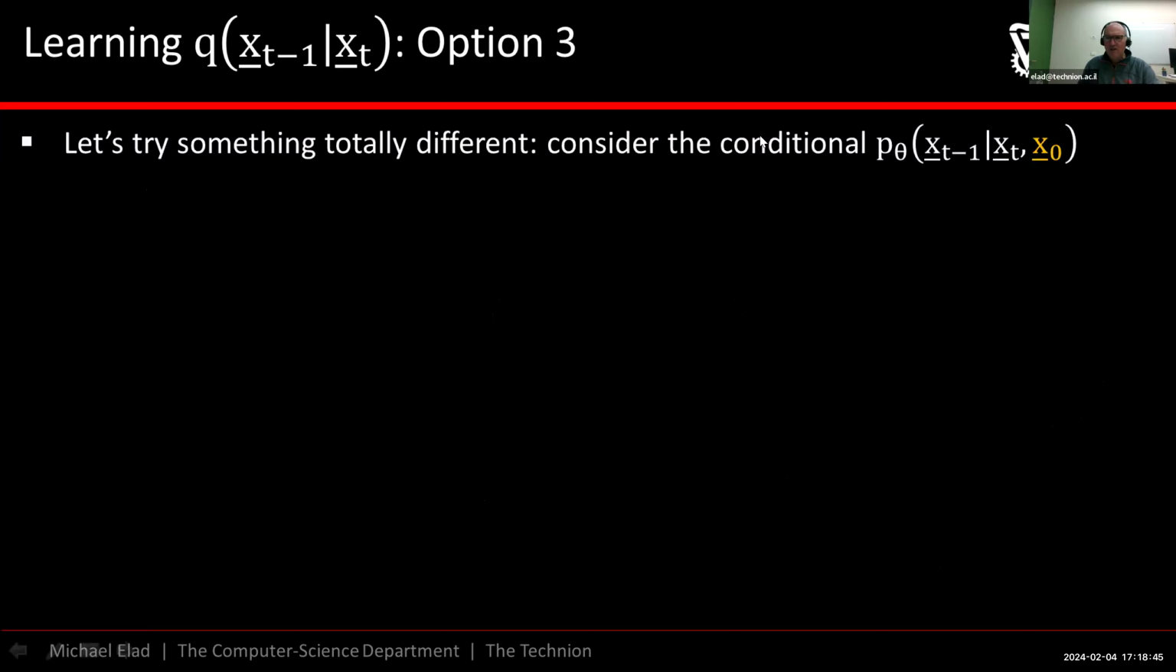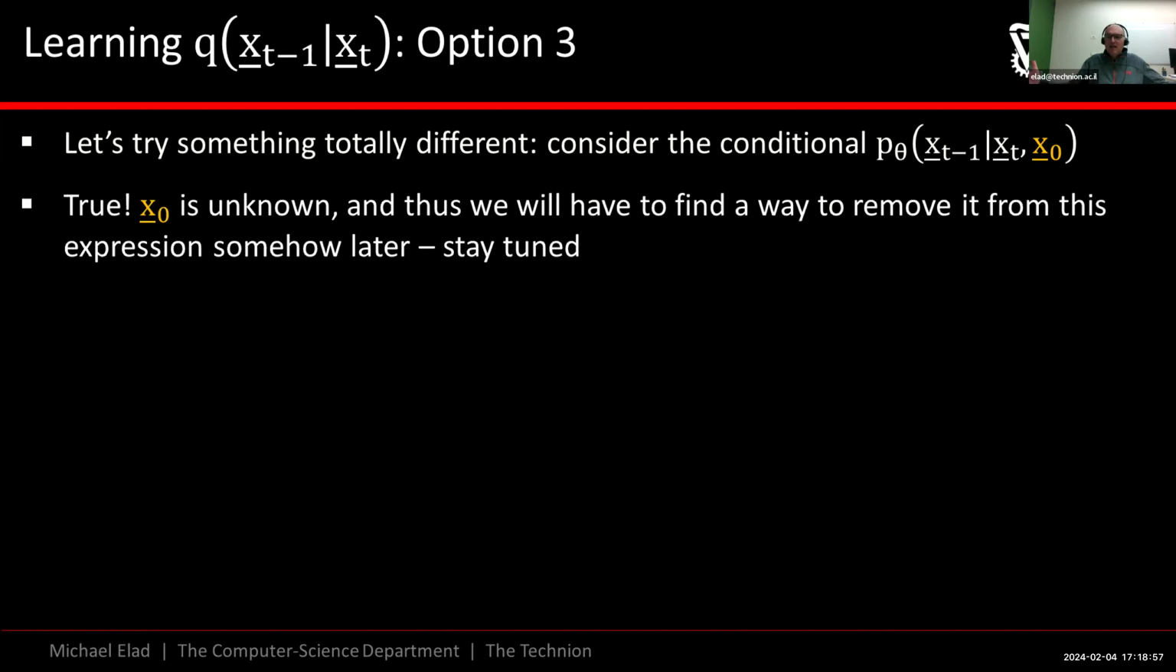Option number 3. Let's do something strange. I'm searching for p theta of xt minus 1 given xt. Let's now assume that x0 is given to us. Now, this is totally stupid because x0 is not given to us. If it would have been given, then the game is finished. We have x0. Who needs anything else? So yes, we will assume the knowledge of x0 in this expression, and later on we will find a way to remove it. And now the question is, what about this expression? Can we do something about it?